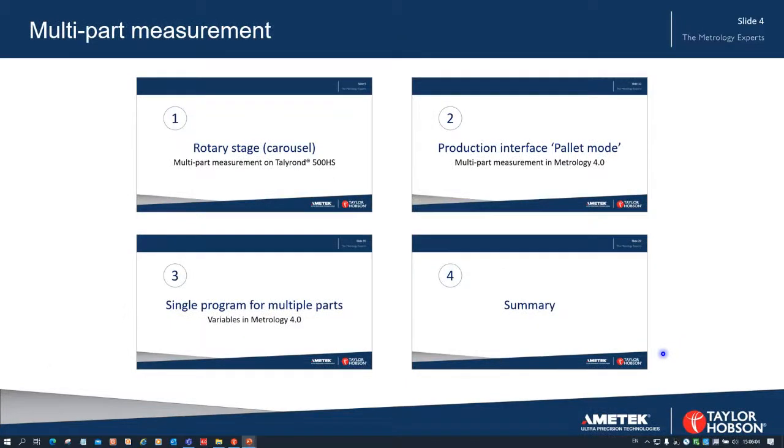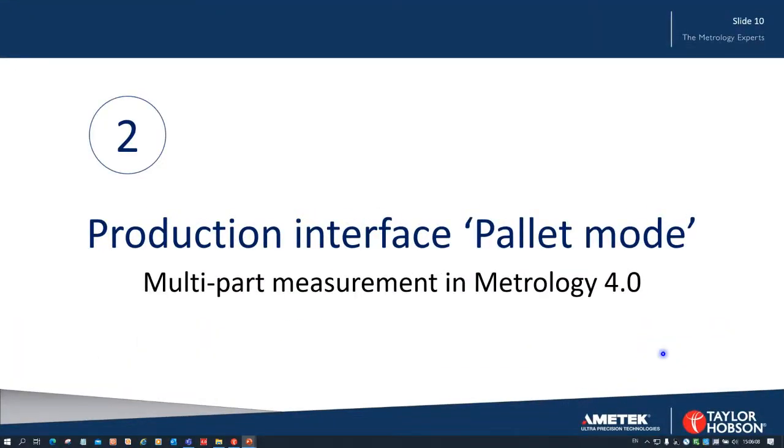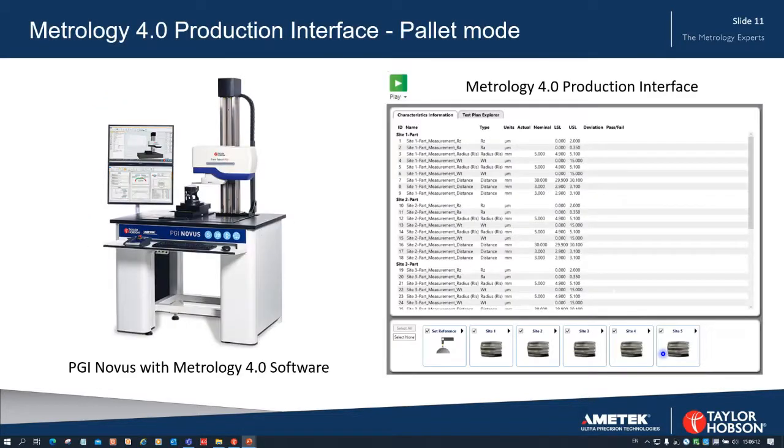So next, we're going to look at the production interface. Here is the production interface in Metrology 4.0, and this is what it looks like. On the left, we can see the PGI Novus with Metrology 4.0 software, and the production interface comes as standard as part of that.